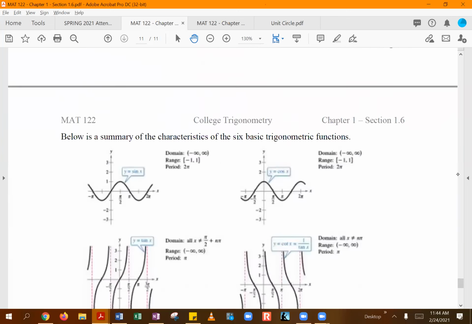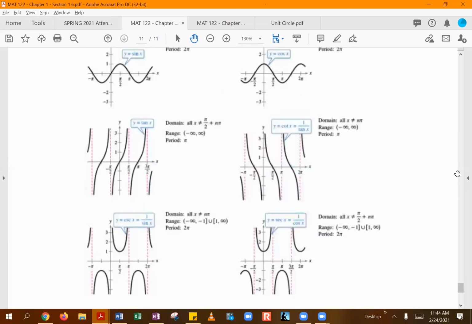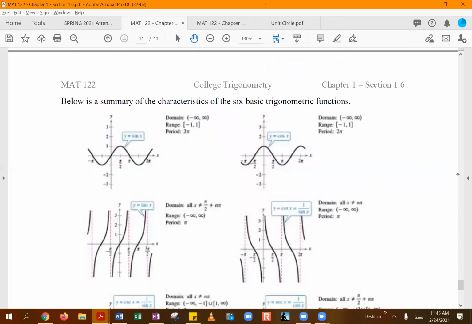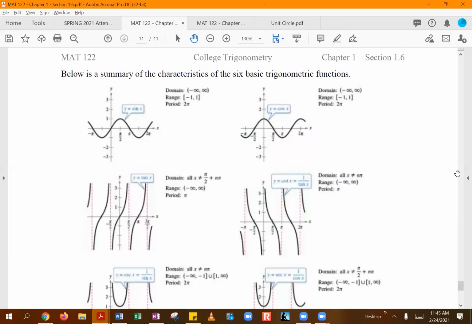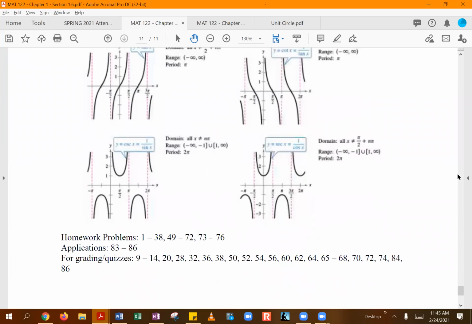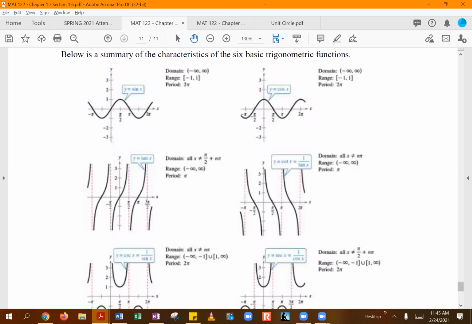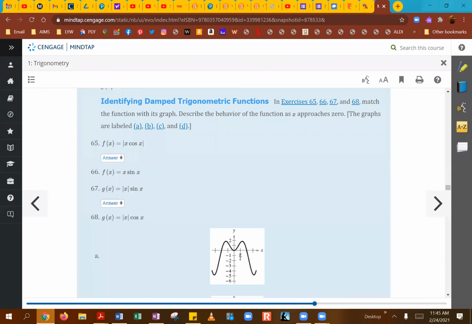So you've got those things to look at. And then I also wanted to show you, you have your basic graphs, all of them listed in here. So your sine, cosine, tangent, cotangent, secant, cosecant. So you can see how those general graphs look. So just bringing one of those concepts in here, I have number 66 that we are looking at.